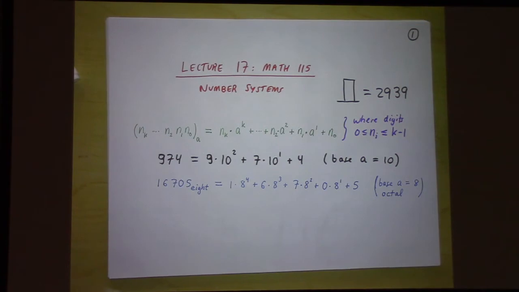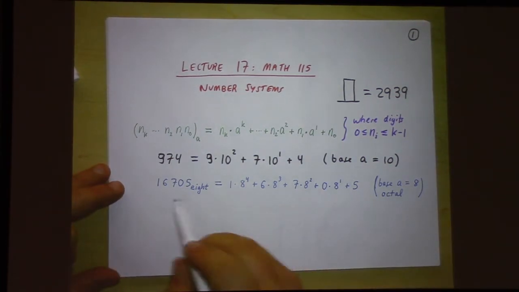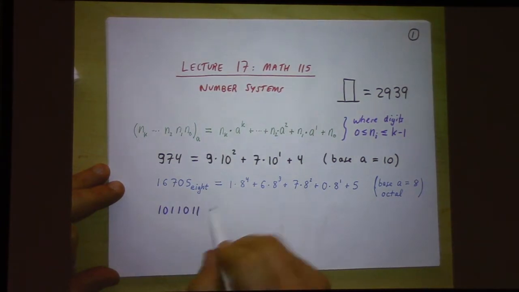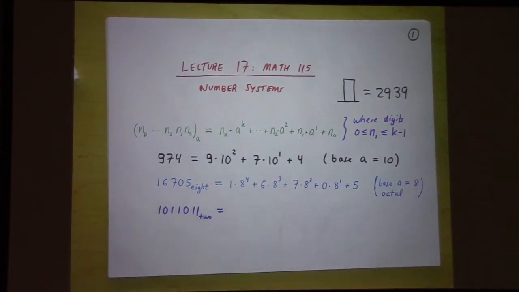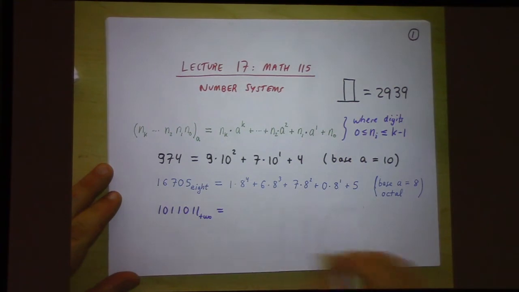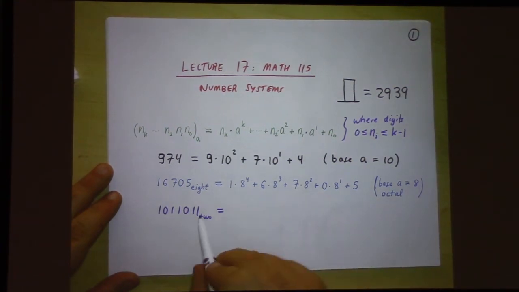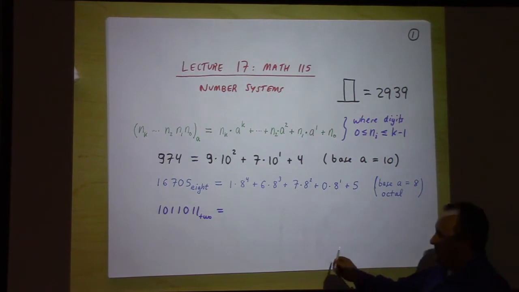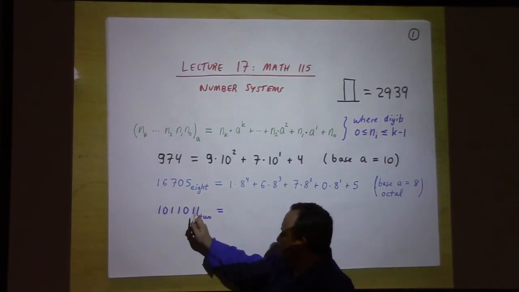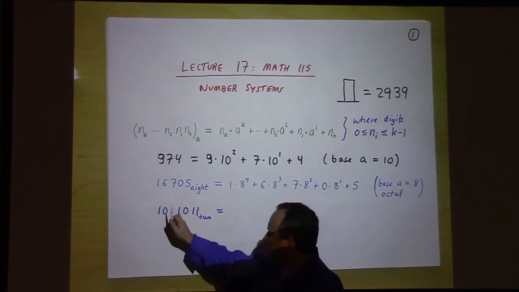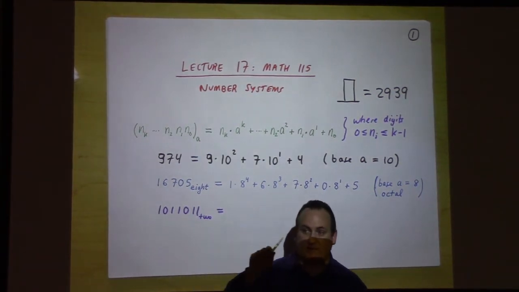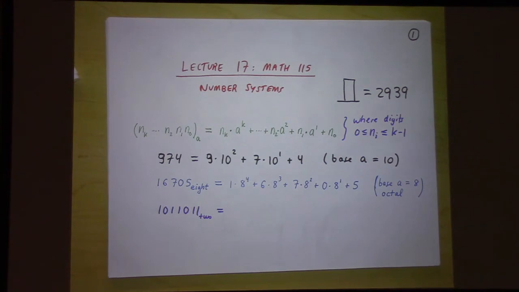Let's look at another one here. We could have 1, 0, 1, 1, 0, 1, 1. That is a binary number. What would that mean? Let me count. So here's the ones place. I start counting at 0: 0, 1, 2, 3, 4, 5, 6. That first 1 represents a 2 to the power 6.